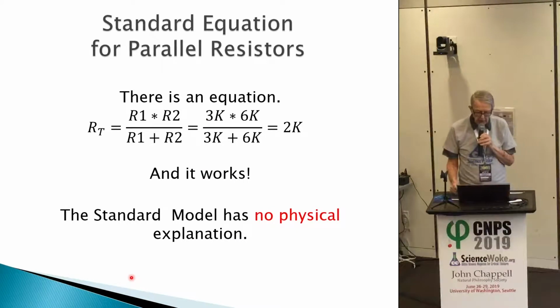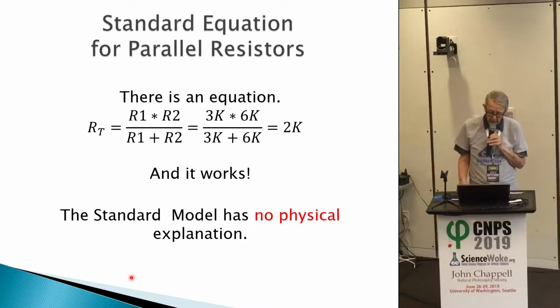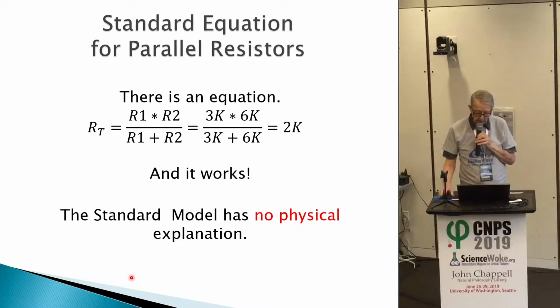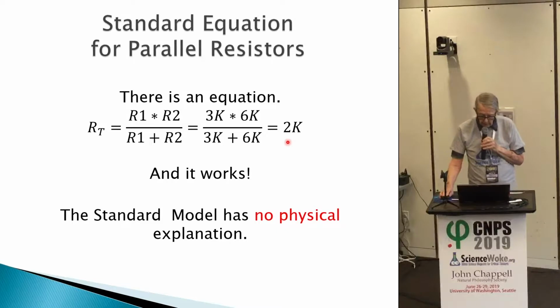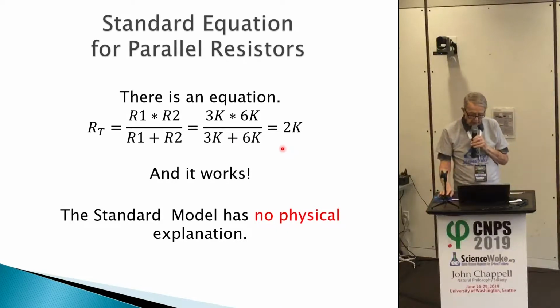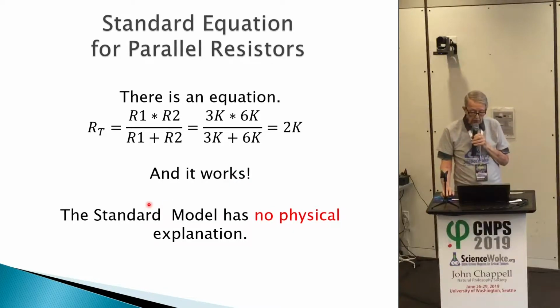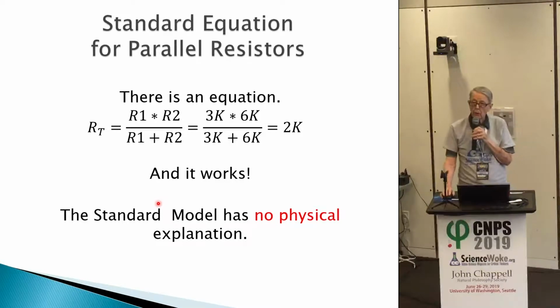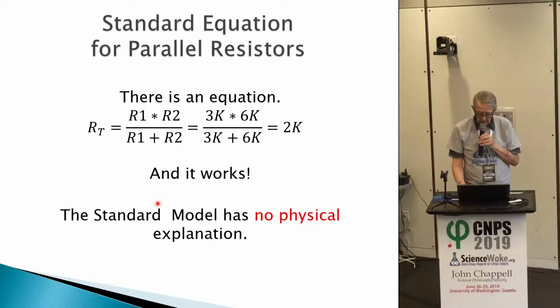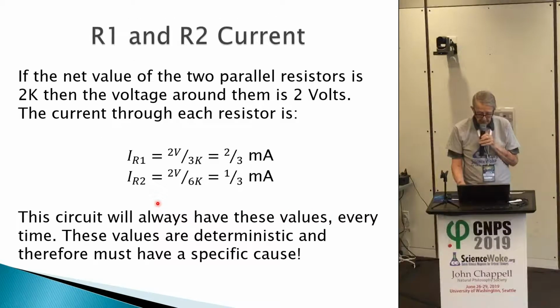Okay, there is a standard equation for parallel resistors. I could have shown you how to derive it, but it's simple. The total resistance of parallel resistors is the product of the two resistors divided by the sum. In this case, it's 3K times 6K is 18K, over 9K, making a 2K net total resistance. And it works. But the standard model has no physical explanation for how it works. They have an equation to explain how to know what the value is, but that's not explaining how it works.